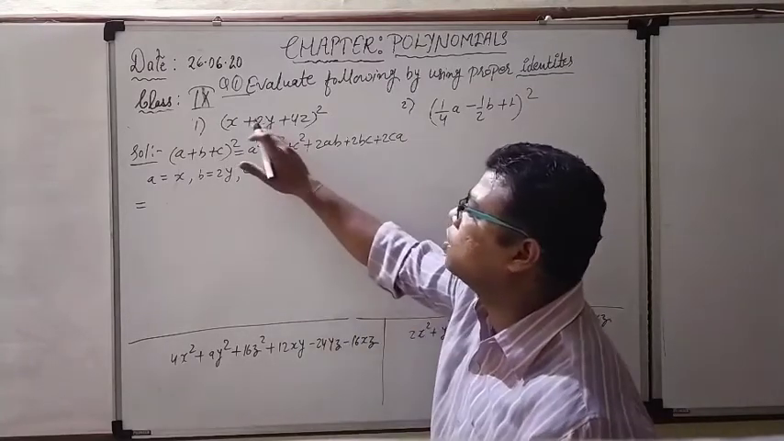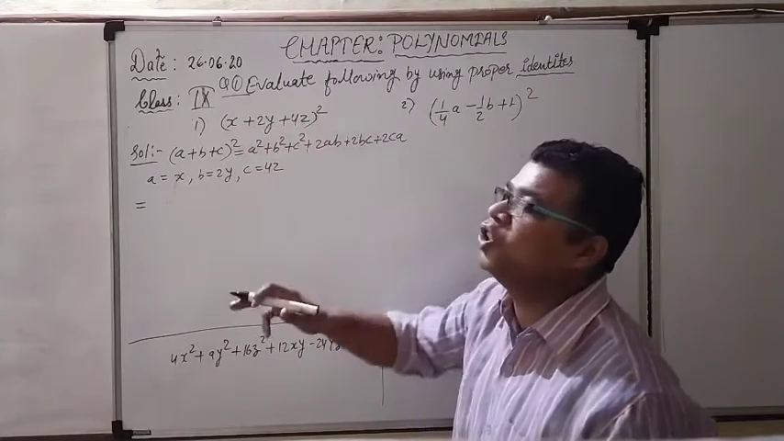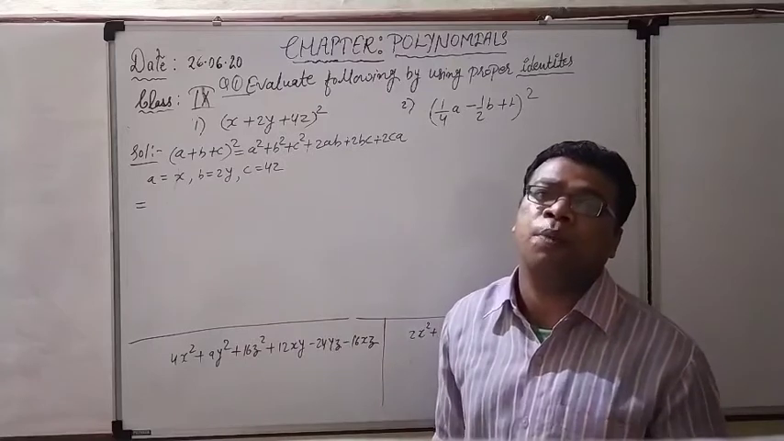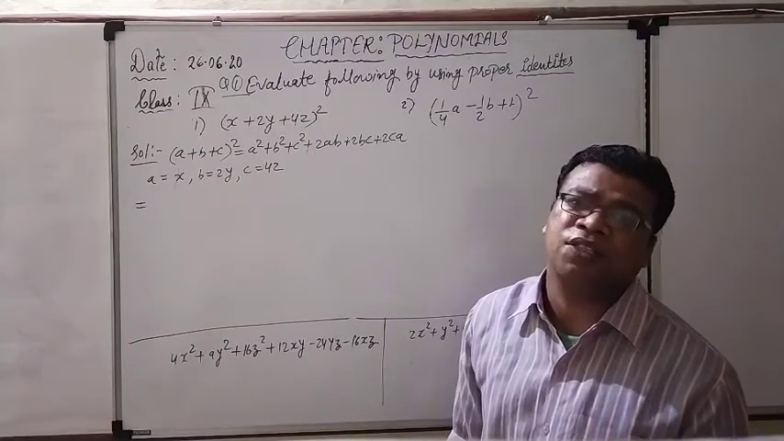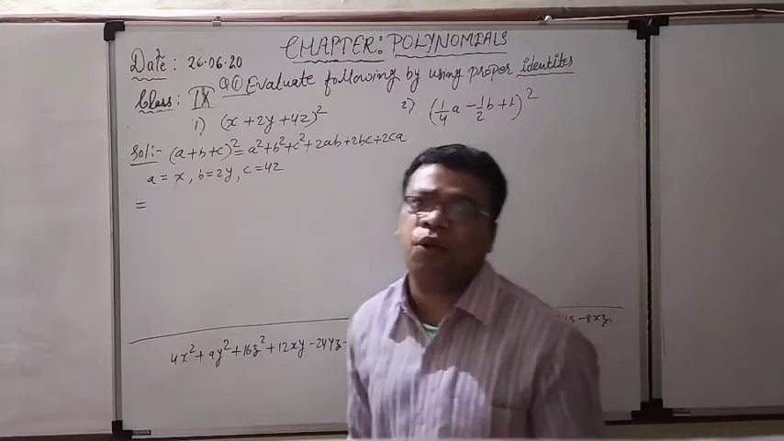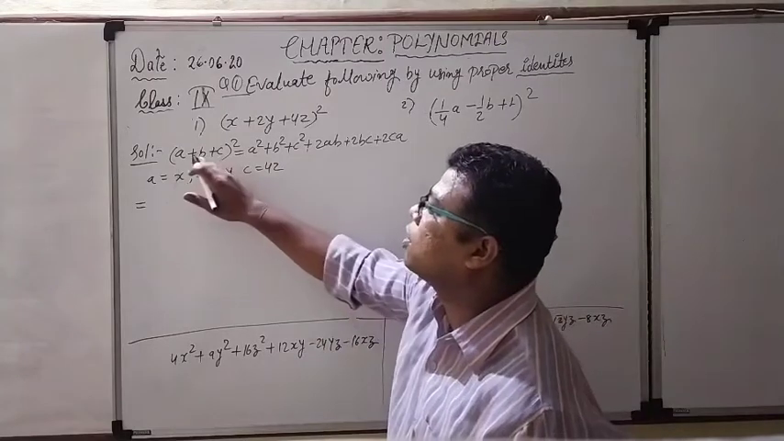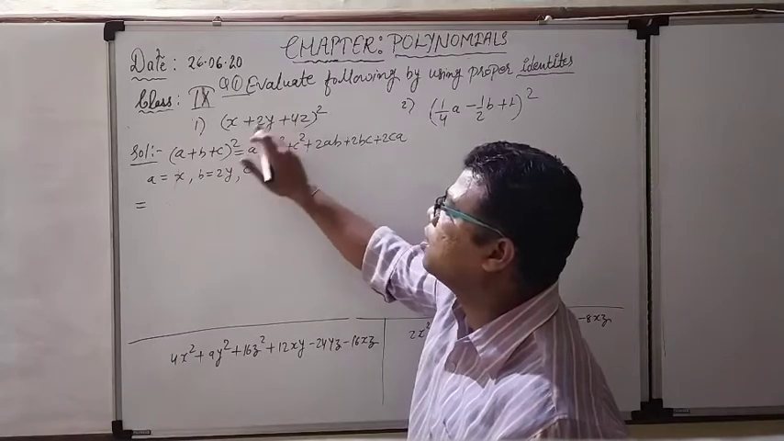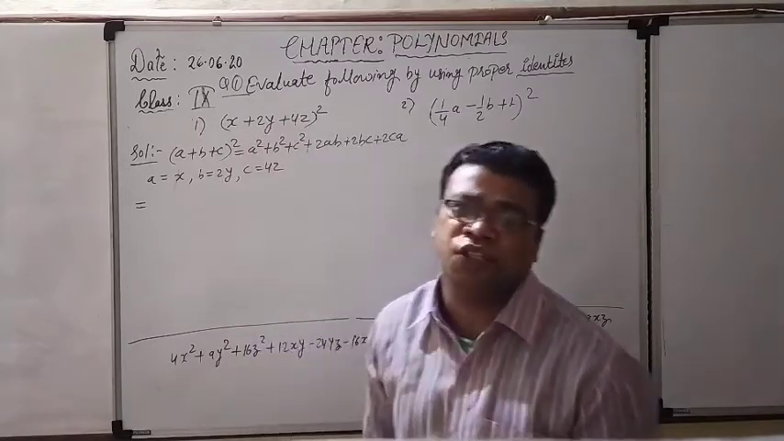Right now see what is the first question: (x + 2y + 4z) whole square. By looking at this, you may remember the identity that I discussed with you in my last class. And what was that identity? That was in the form of (a + b + c) whole square. If you compare these both, it will be expanded in such a way.